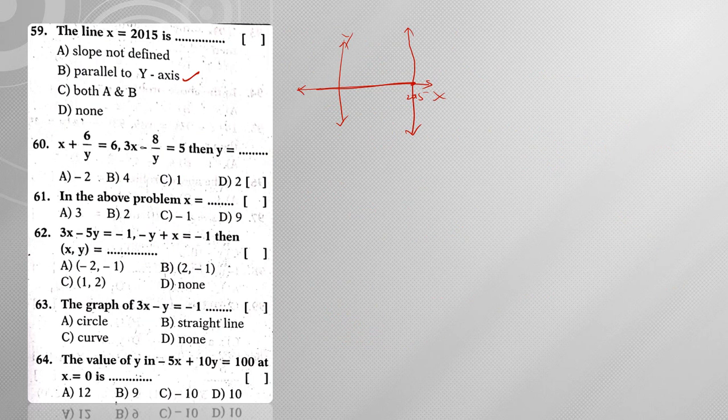that means it is perpendicular to the x axis. If a line is perpendicular to the x axis, then its slope is not defined. Hence both A and B will be my answer.